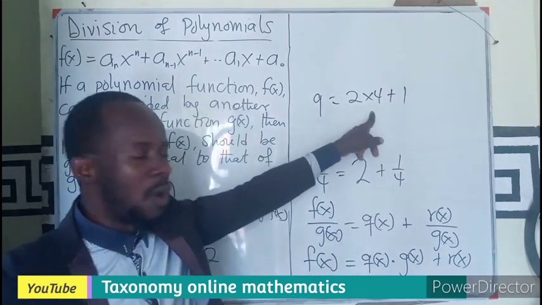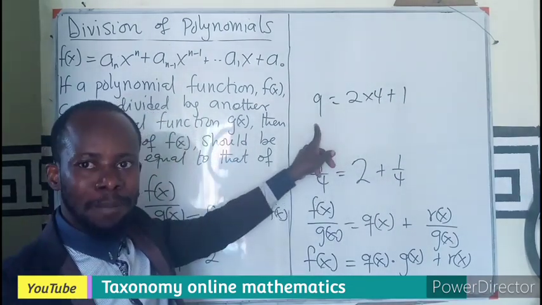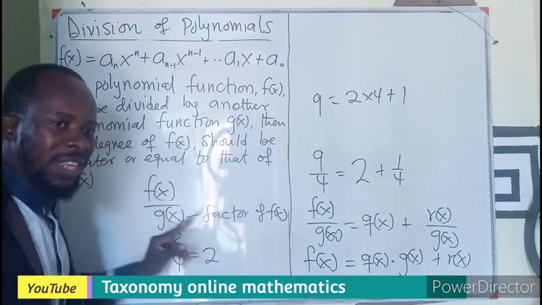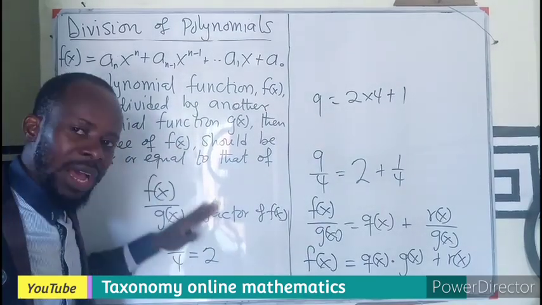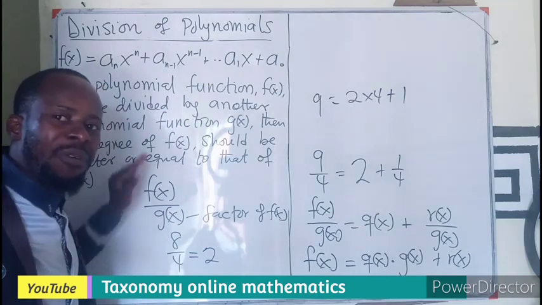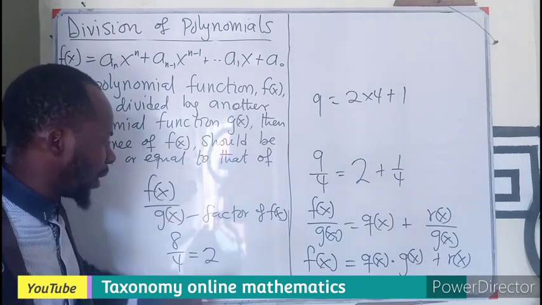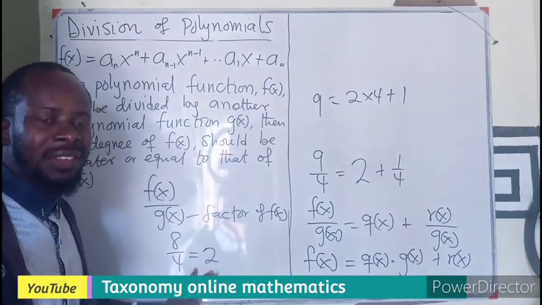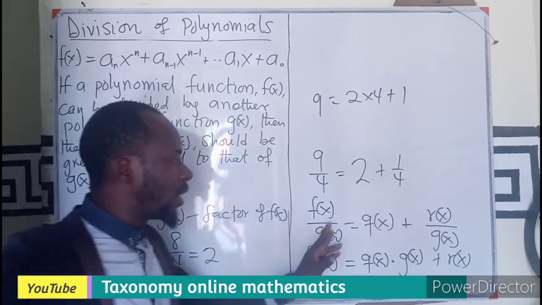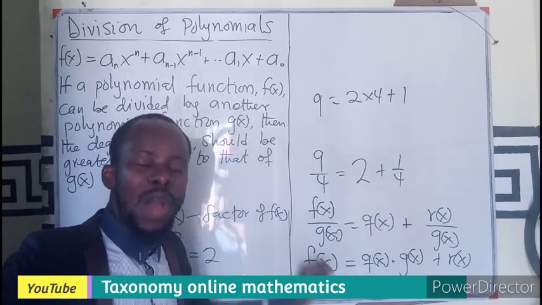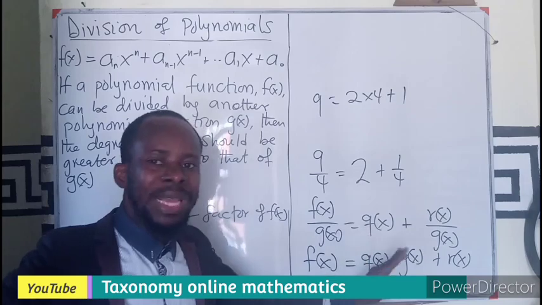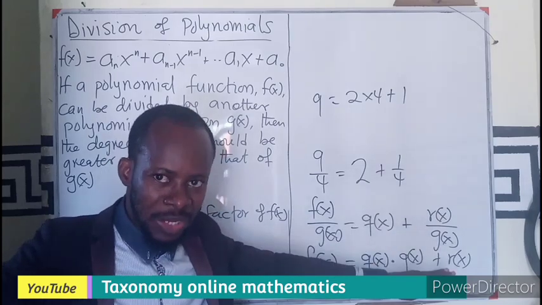1, 2, 4, 8 plus 1 is 9. So we can only do this in two forms. We have the denominator being a factor of the numerator, meaning you get one single answer. But there are cases whereby your denominator is not a factor of the numerator. Bear in mind that you'll be getting a remainder function.